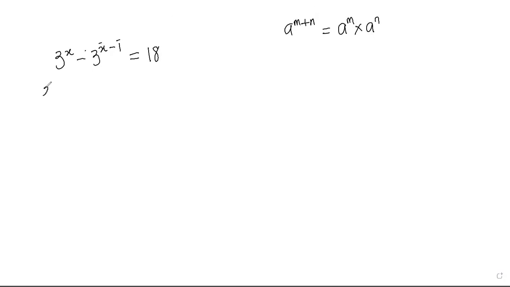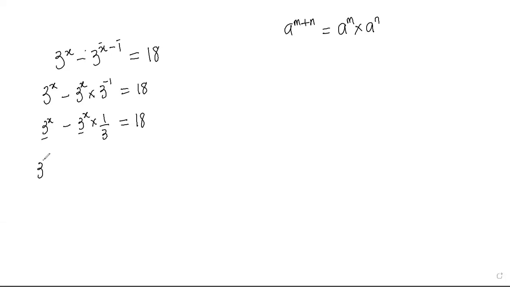Then I'll have 3 to the power x, then minus... Now I have 3 to the power x times 3 to the power minus 1 equal to 18. And now you know 3 to the power minus 1 can be written as 1 over 3. So you have 3 to the power x minus 3 to the power x times 1 over 3 equal to 18. And now you see these guys are common, so you want to factor them out.